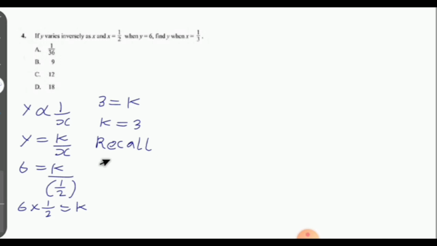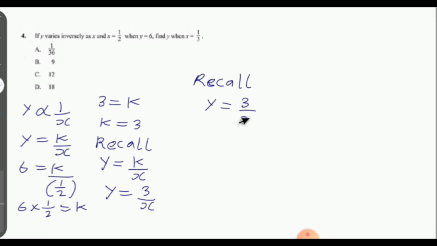Then I will say, recall, y equal to k over x. So anywhere I see k, I put 3. So here will be y equal to 3 over x. Then in the question, we're told to find y when x is 1 over 3. So I will recall again, y equal to 3 over x. Now y will be equal to 3 all over x, which is 1 over 3.